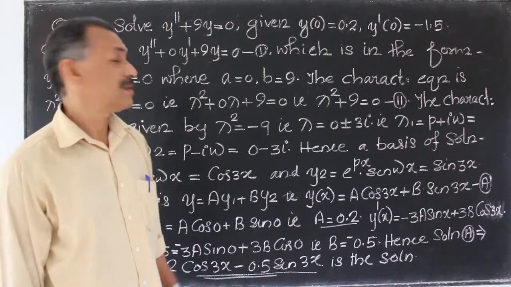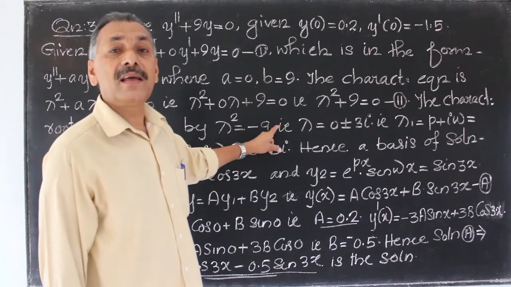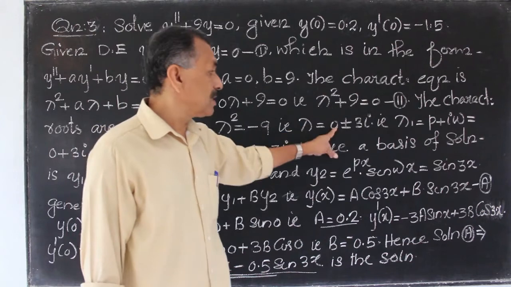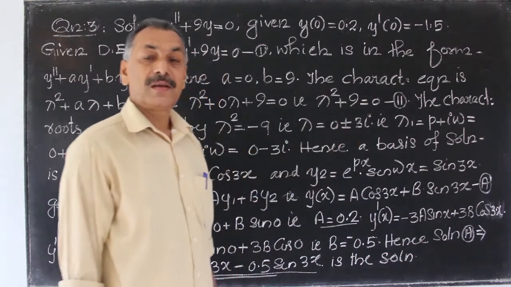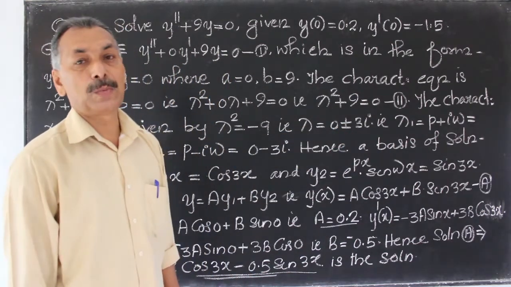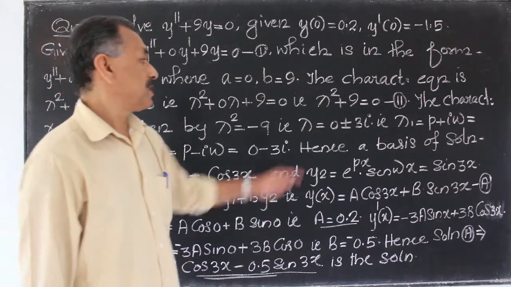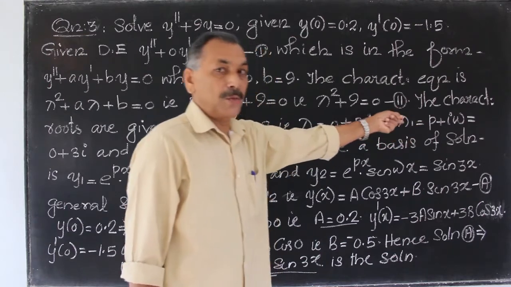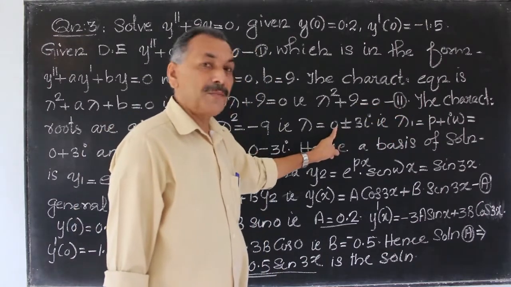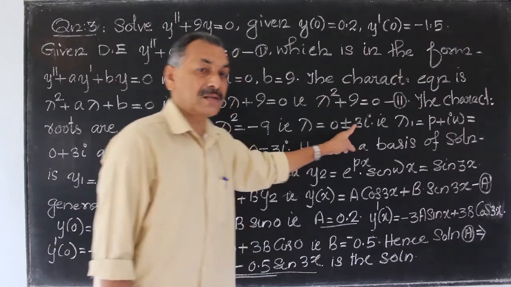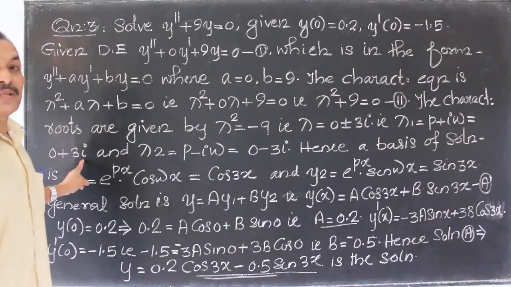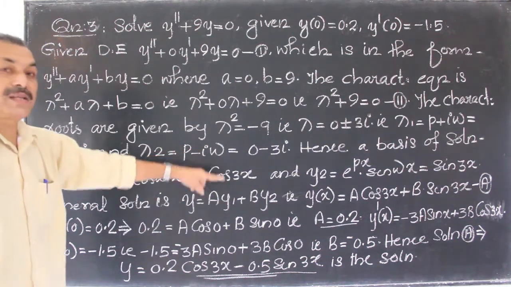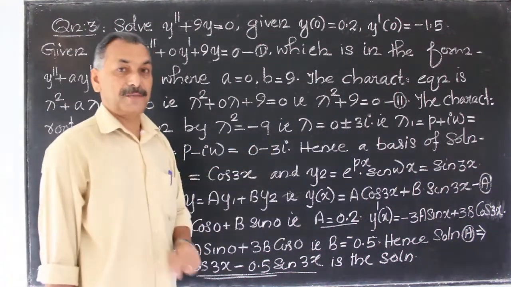Root of minus 9 is i into 3, that is plus or minus 3i. That is lambda is equal to 0 plus or minus 3i. Real part 0, imaginary part plus or minus 3. Then lambda 1 is equal to p plus i omega, p real part, omega imaginary part, that is 0 plus 3i. And what about lambda 2? Lambda 2 is equal to p minus i omega is equal to 0 minus 3i.